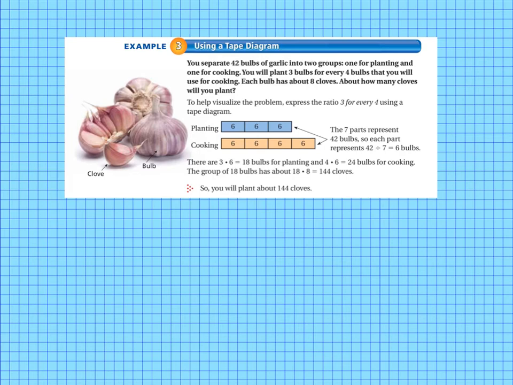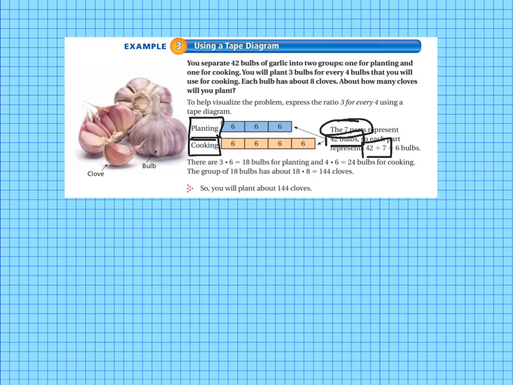So we're going to use a tape diagram again for a garlic problem. You separate 42 bulbs of garlic into 2 groups, one for planting and one for cooking. You will plant 3 bulbs for every 4 bulbs that you will use for cooking. So you're going to have your planting and your cooking. So 3 for planting and 4 for cooking. So if you add 3 plus 4, you get 7 parts. And you have 42 bulbs total. So you take 42 divided by 7, and that's how you get a 6 in each box.